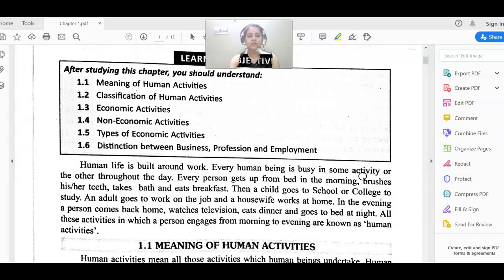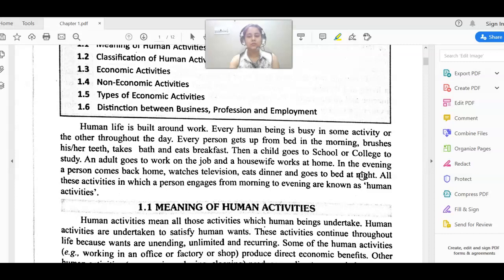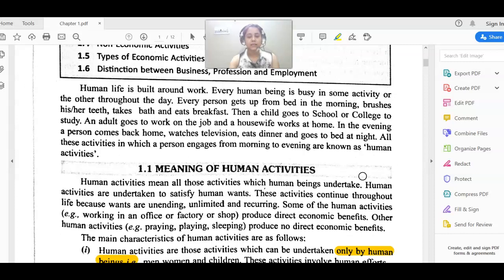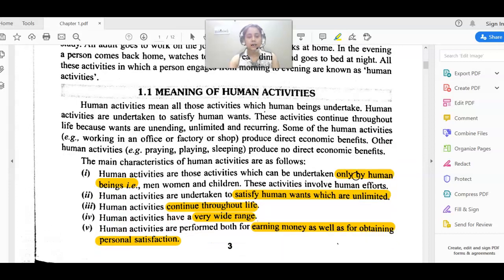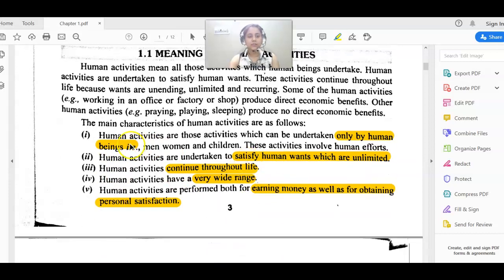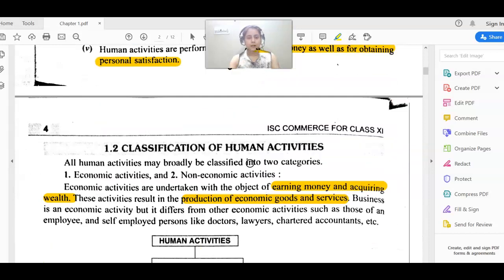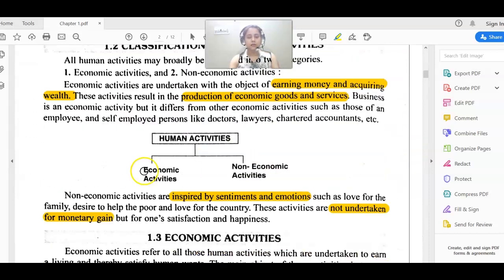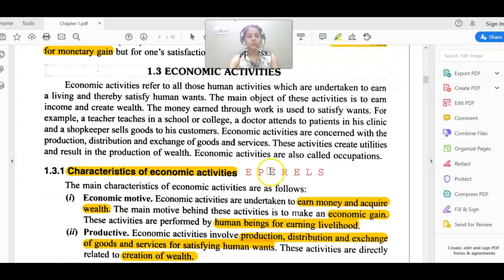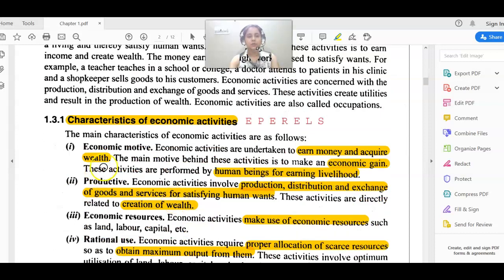So, economic activities are any activity which is undertaken to create money, to create wealth. They are done to earn money to satisfy human needs. Their characteristics are that they are done by humans and are endless, because we have to do those activities on a daily basis to live our life. Human activities are divided into economic and non-economic. Yesterday we did economic also, and the characteristics were: it has an economic motive to earn money or acquire wealth.